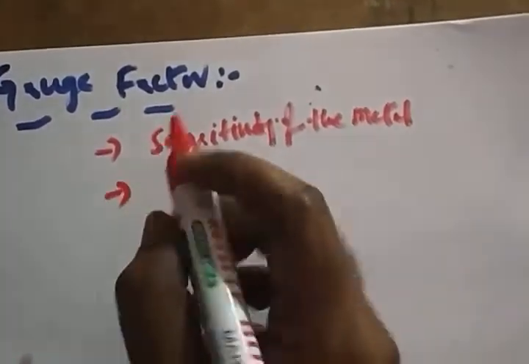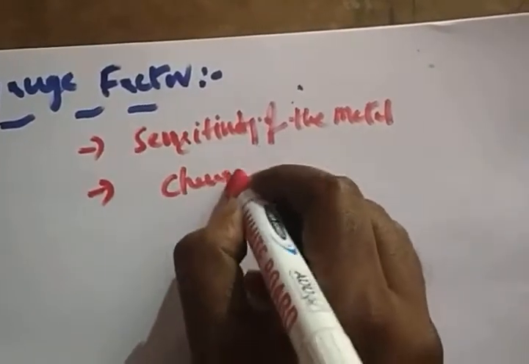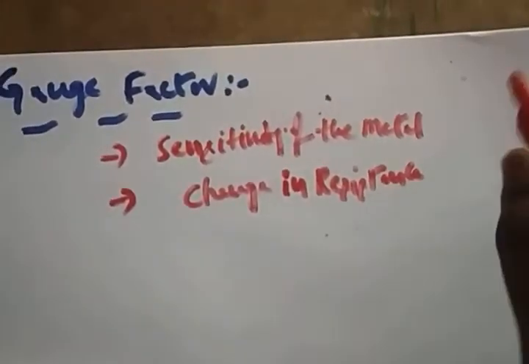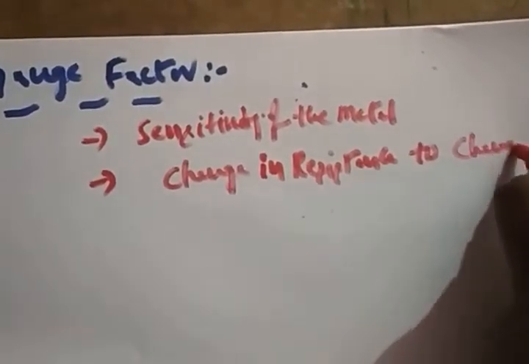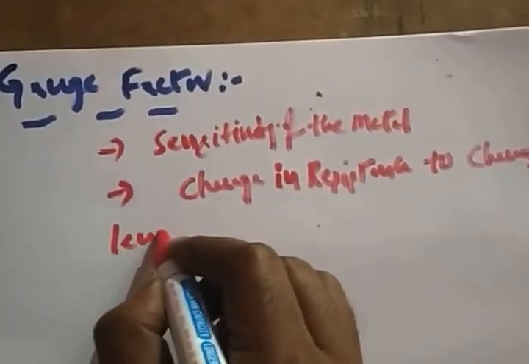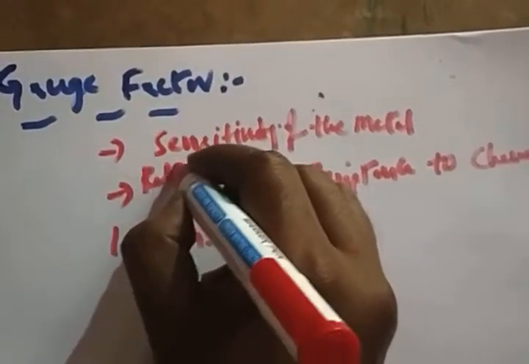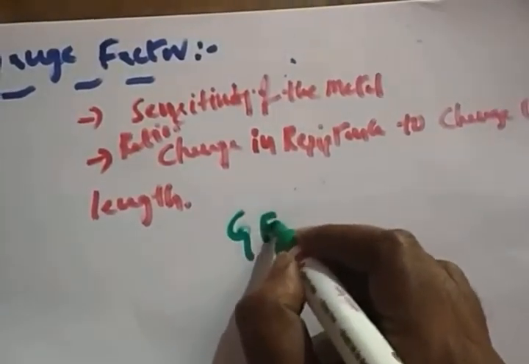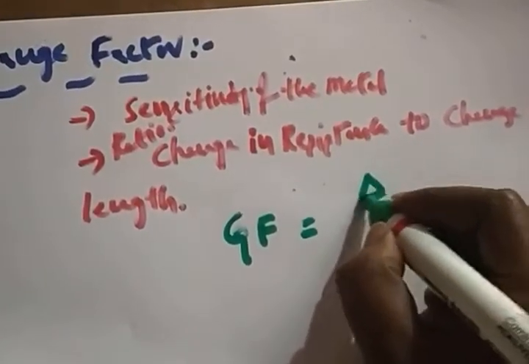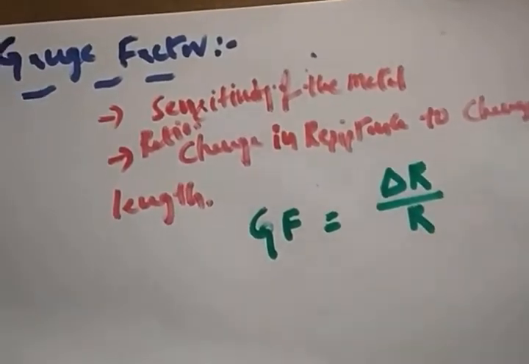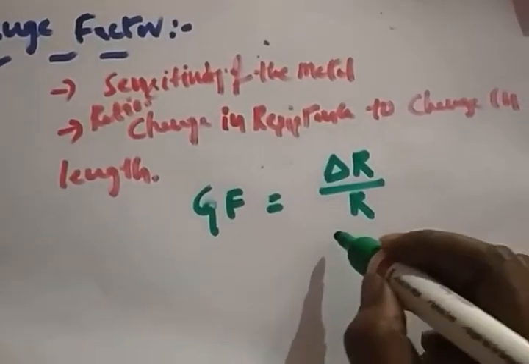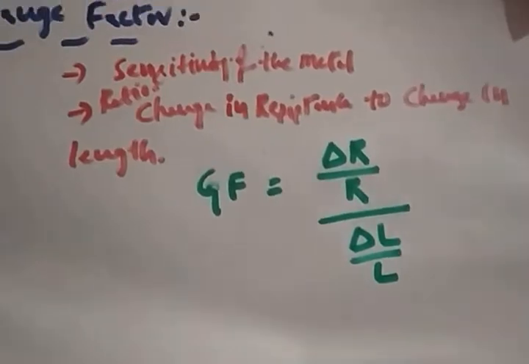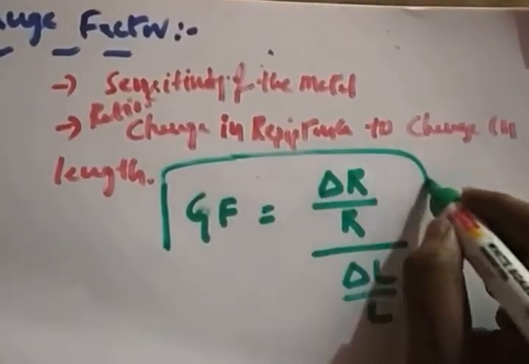It can be defined as the ratio of the change in resistance to the change in length. So what is the gauge factor? You can denote it as: gauge factor is equal to the change in resistance over the original resistance, delta R by R, divided by the change in length over the original length, delta L by L. This is very important.